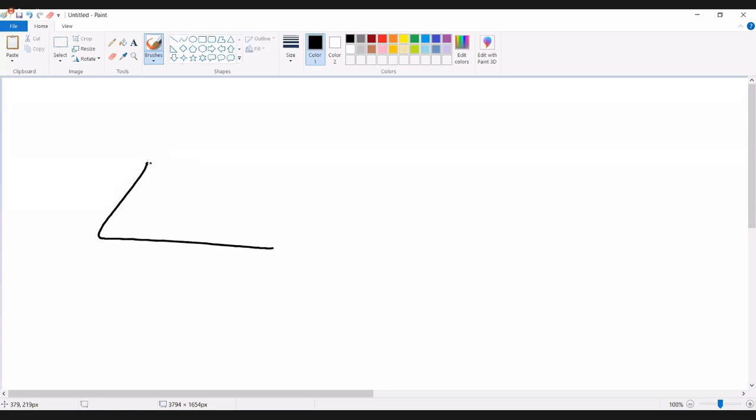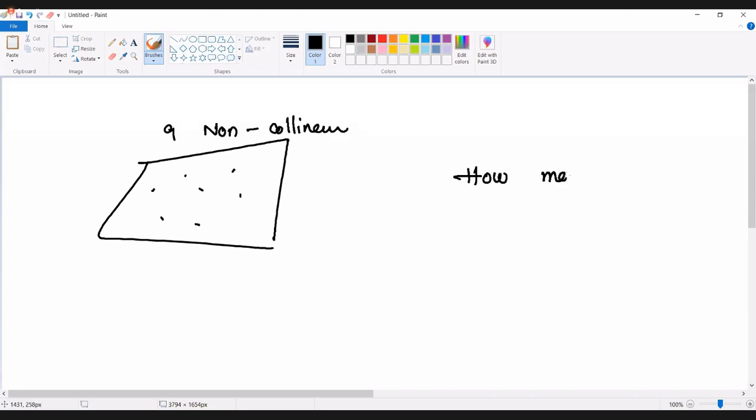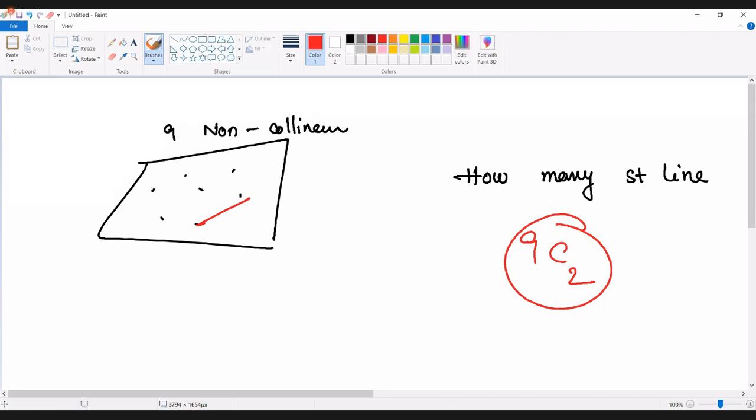For example, if the question is given like this, there is a two-dimensional plane. In this two-dimensional plane, there are nine non-collinear points. Non-collinear means they are randomly distributed on the plane. So how many straight lines are possible is the question. To make one straight line, how many minimum points are required? A minimum of 2 points are required. So how many straight lines are possible using nine non-collinear points? You can say the answer choice is 9C2.